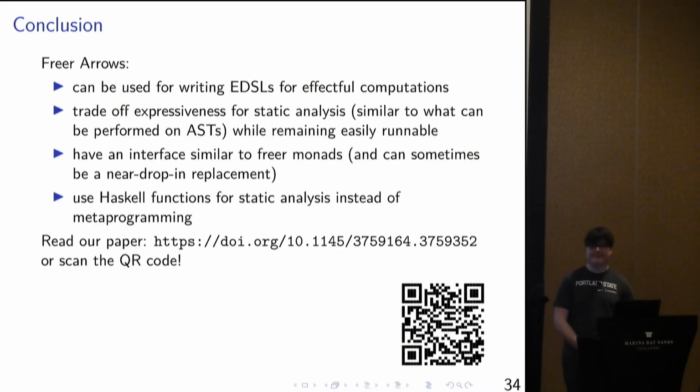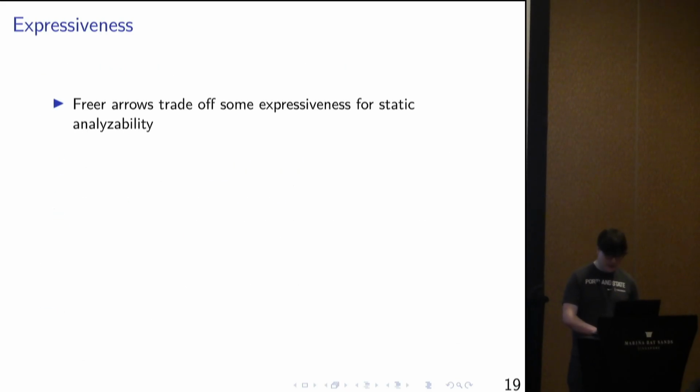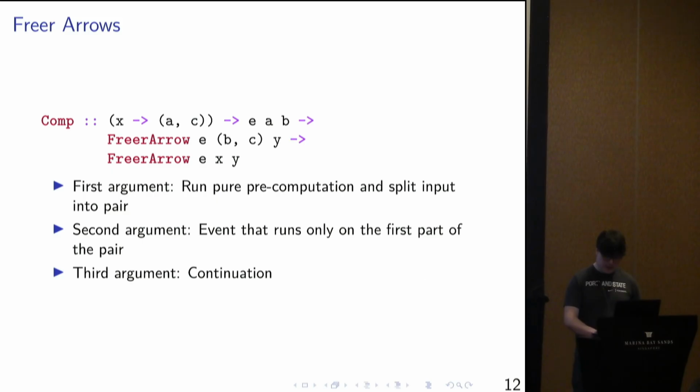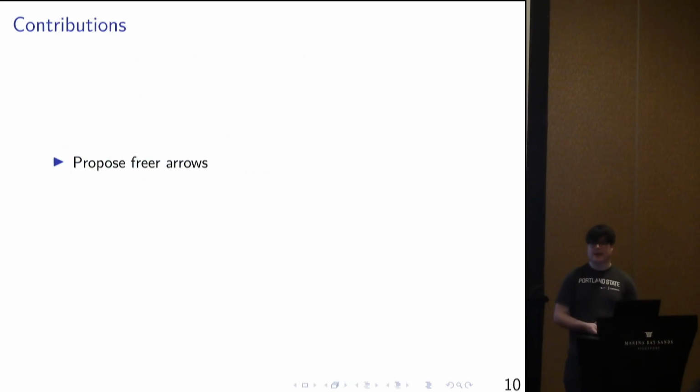Have you considered freer applicatives rather than freer arrows? Yes, we have. That's one of the reasons we use this echo example: it's one that we cannot write using applicatives or freer applicatives. Arrows sit between monads and applicatives in expressiveness. We started by exploring applicatives, found out we couldn't do what we wanted to, and then discovered arrows as an alternative.